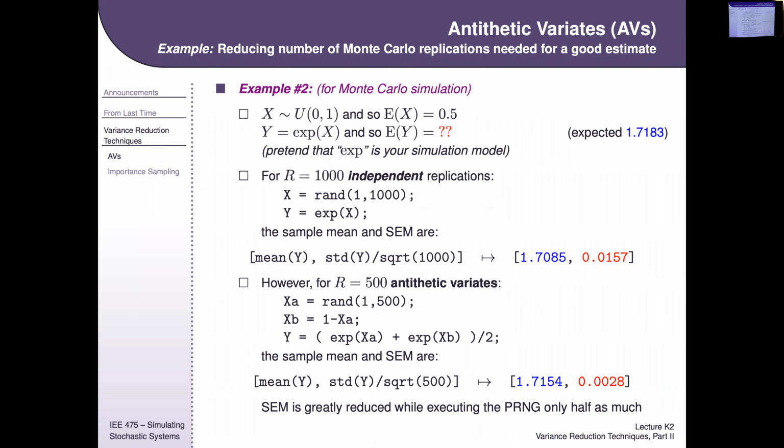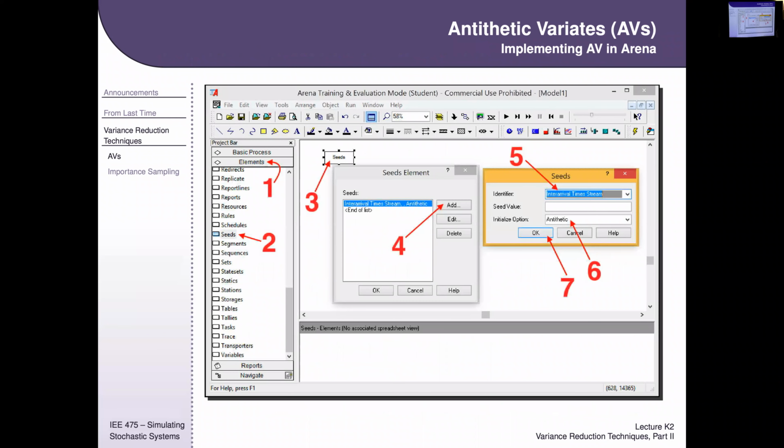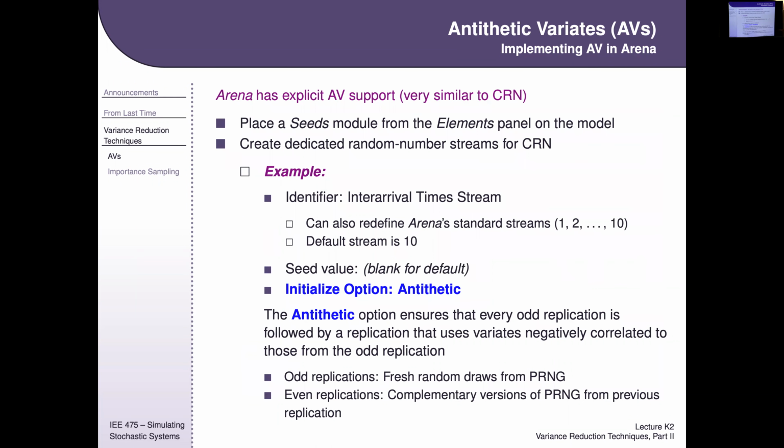So that's what went on with my antithetic variates here. You can do antithetic variates in the same way that you do common random numbers. You go into Arena, you go into the Seeds element, and instead of selecting Common under the Initialize option, you select Antithetic. What antithetic will do is ensure that every odd replication is followed by a replication that uses the negatively correlated random numbers from the previous replication. So it does this back and forth for us, so we don't have to do it.